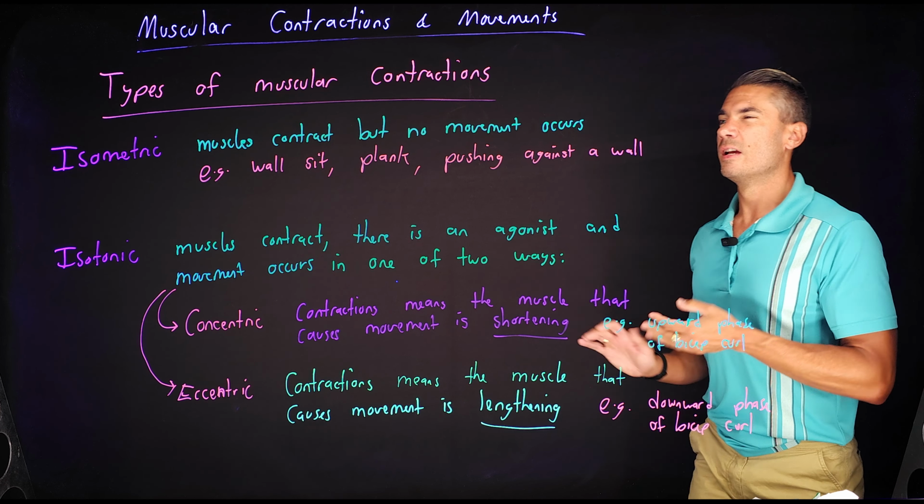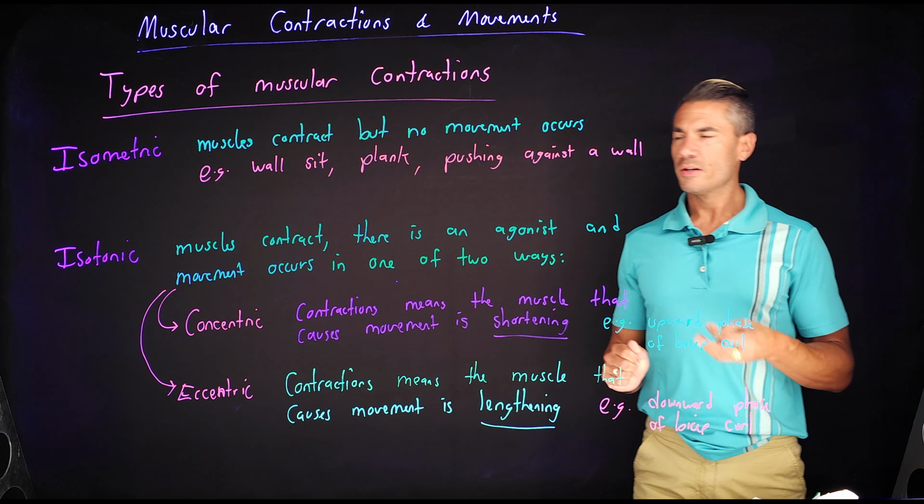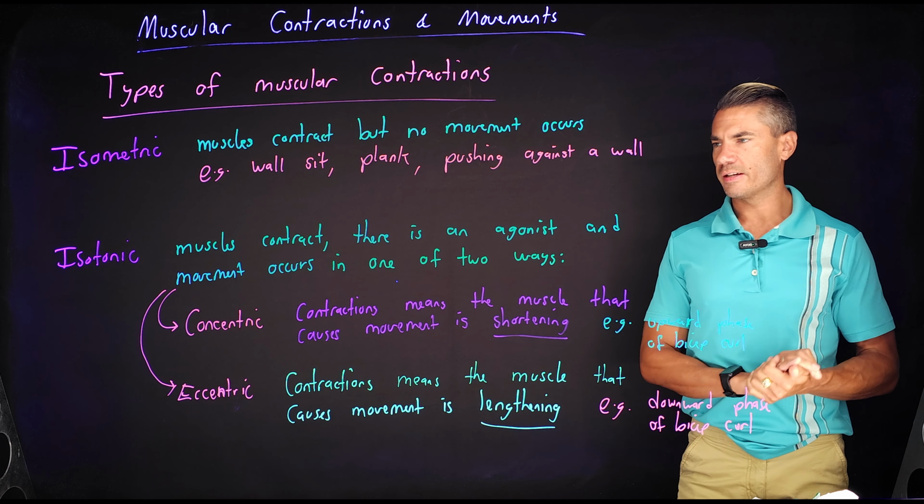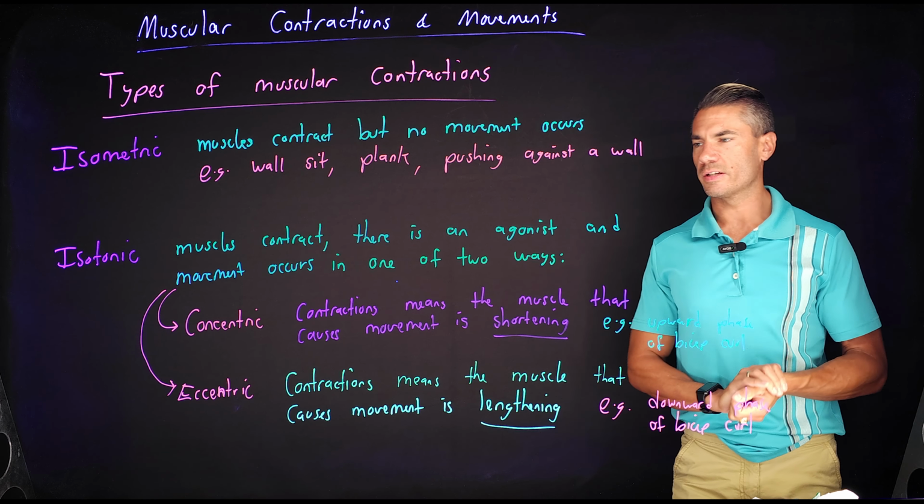All right, types of muscular contractions. There are three types: isometric, isotonic, and isokinetic. We're not going to worry about isokinetic, okay? We're just going to go with isometric and isotonic today.